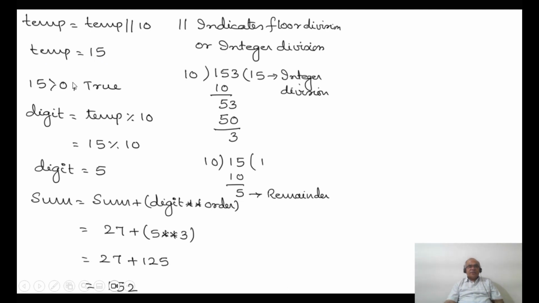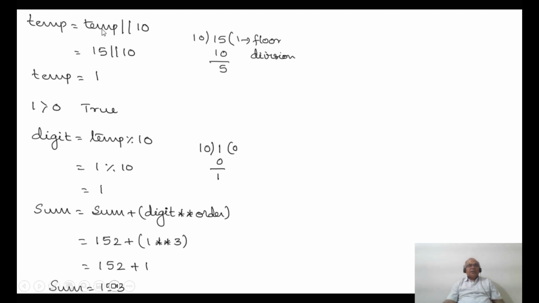If 15 is greater than 0, the condition is true. Then digit is equal to temp % 10. So 15 divided by 10, you get the remainder 5. So digit is equal to 5. Sum is equal to the previous value of sum, 27, plus digit 5 to the power of order 3, which is 125, so you get 152. Then the integer division: the next value of temp is 15 divided by 10, so temp becomes 1.